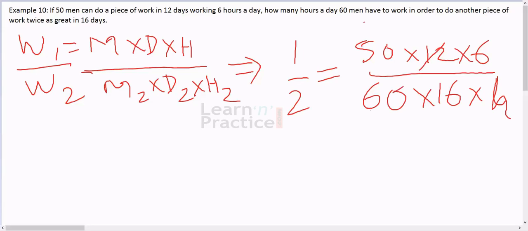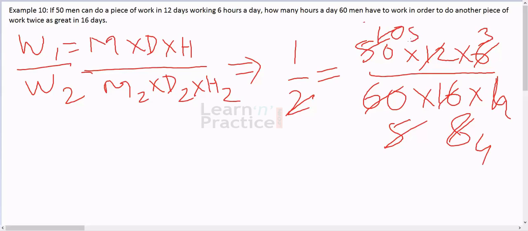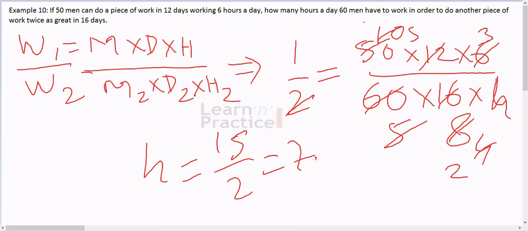So from here 12, 5, this will give us 10, then this 2 will go here, so this will give us 2, 8, this will be 3 and 4, this will be 5 and 2. So the value of h will be 15 by 2, or we can write it as 7.5. So for the second work, they have to work for 7.5 hours in a day. Now let's move to the next question, question number 11.